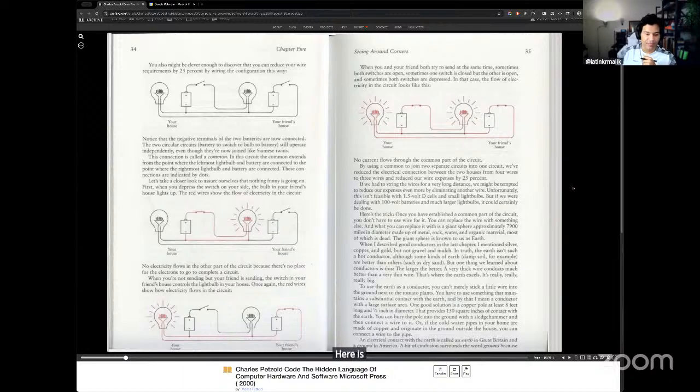Here is the trick. Once you have established a common part of the circuit, you don't have to use wire for it. You can replace the wire with something else.